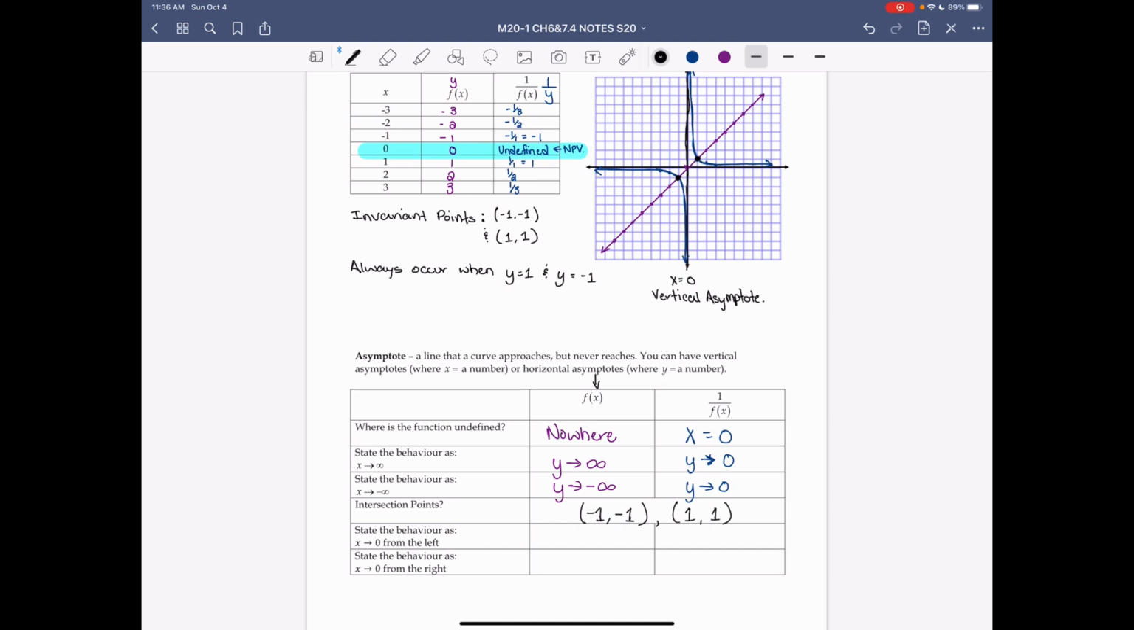State the behavior as x approaches 0 from the left. So looking at the original function first, from the left-hand side, approaching 0. So x equals 0 is here. As we approach that, what is the y value approaching? In this case, the y value is also approaching 0. And then state the behavior as x approaches 0 from the right-hand side. Looking at our original function, as x approaches 0, which is here, y is also approaching 0.